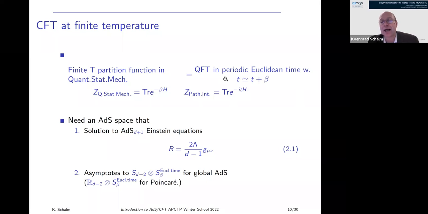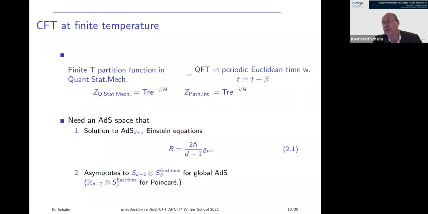And when we apply this map, what we need is that this boundary is now not a Minkowski space-time, but a space-time where I have Euclideanized the time direction and made it periodic. So what this space-time asymptotes to, if I take global AdS, is the D-sphere, but now not times R, but times a circle, which has circumference beta in Euclidean time. Or if I take Poincare coordinates, it's just R to the D minus 2, which is the spatial coordinates, times Euclidean time.